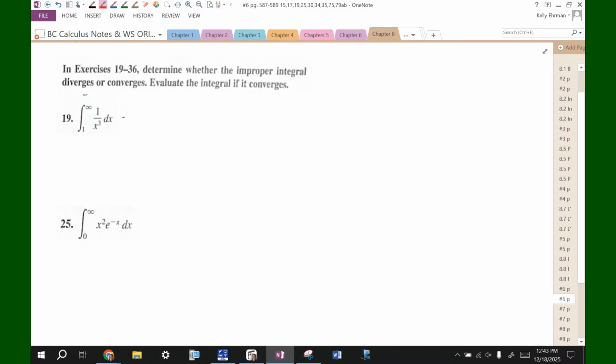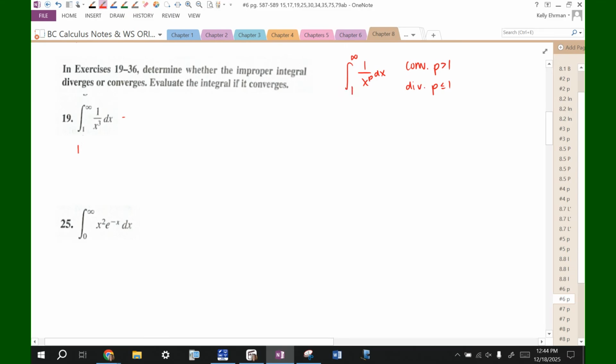Okay, let's take a look at number 19. Determine whether the improper integral diverges or converges. Evaluate the integral if it converges. So remember, we know about p integrals. P integrals are in the form, the integral from 1 to infinity of 1 over x to the p dx. This would be a p integral, and it converges as long as p is greater than 1. So that's our rule here. It diverges if p is less than or equal to 1.